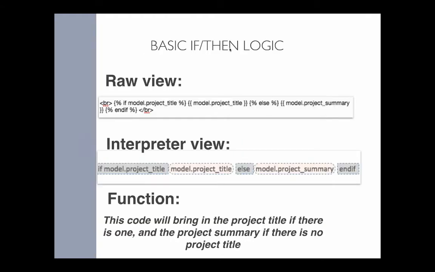If you want to do something more complex, like use a field that may not be present in every record, then you need to use logic. Let's look at an example. For this example, we want the template to bring in the project title field for a request, and if there's not one, we want it to bring in the project summary field. We begin with the curly brackets and the percent sign.